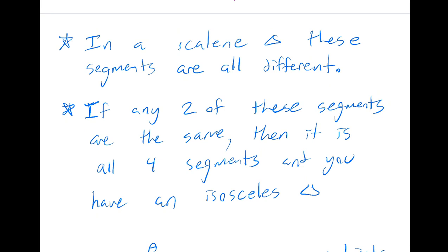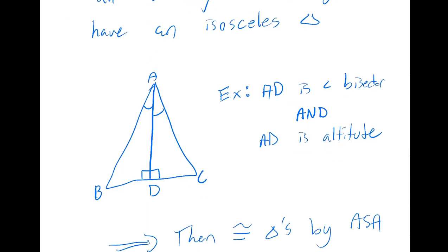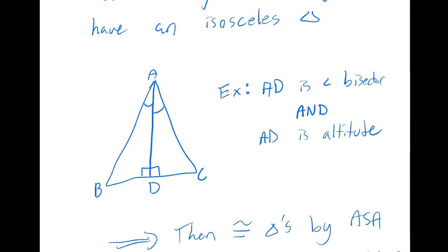Perpendicular bisector, that's a totally different segment. However, if any 2 of them are the same, so if the angle bisector is the same as the median, any 2 of the 4 are the same, that actually means all 4 are the same because you have an isosceles triangle. So for example, I drew this triangle and said, what if we have AD here and it's both the angle bisector and it's the altitude? I just picked 2 randomly.